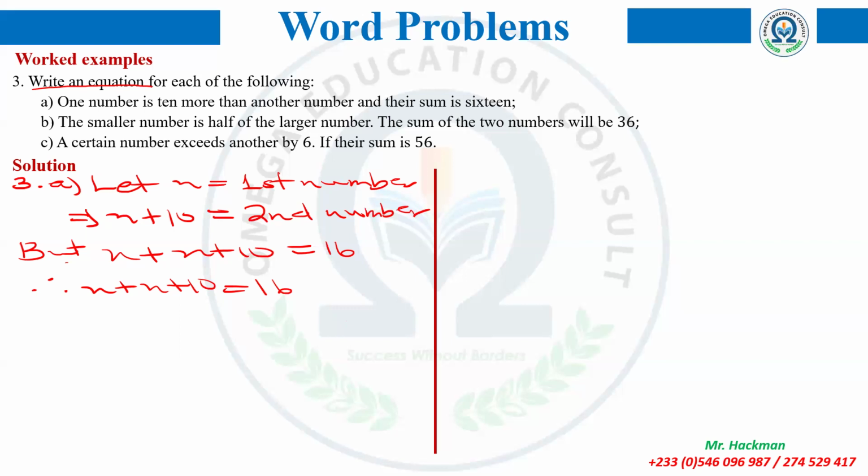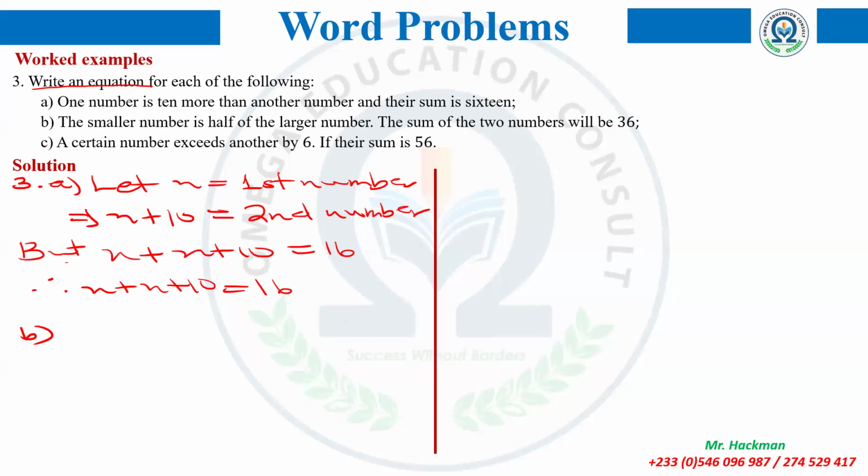Okay, if that's the case, then we can move on to B if you don't have any issues. So let's look at B. What do we have? The smaller number is half of the larger number. So here, how many numbers are we dealing with? Two numbers, right? One being a smaller number and one being a larger number. Is that clear?